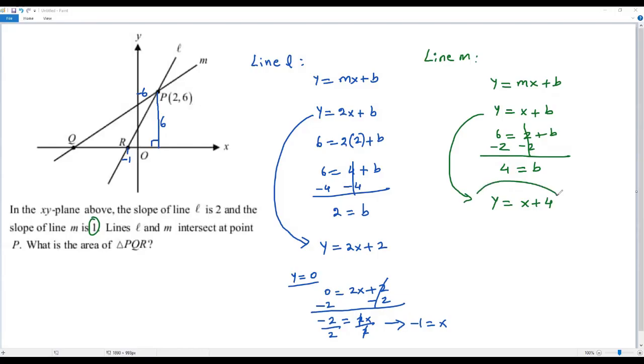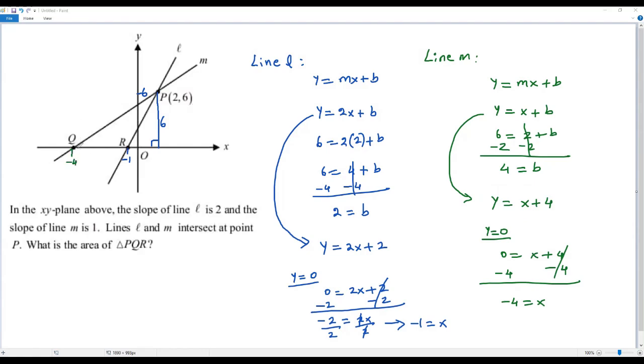Now to get the x-intercept of line M, we have to plug in y equals 0. Then I'm getting 0 equals x plus 4. Let me subtract 4 from both sides. Then this positive 4 and negative 4 will cancel out. On the left side, I'm getting negative 4. On the right side, we have x. Here I got the x-intercept of the line M, that is negative 4. Let me mark it over here. Here we have negative 4.